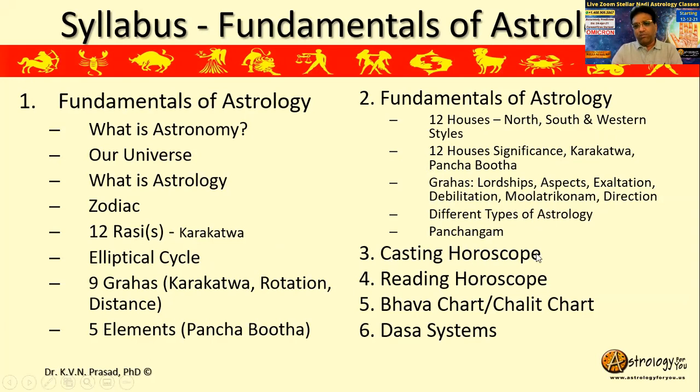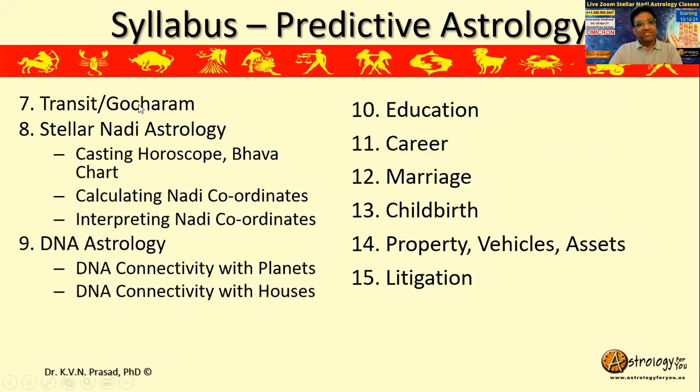Then casting of horoscope. Nowadays everything is in software, so we don't have to spend much time on this. Then how to read the horoscope, then Bhava chart or Chalit chart as they call it in North India, and the Dasha systems, then the transit or Gochar, and the stellar Nadi method, the one we are going to primarily use. This is the method we will be focusing on, stellar Nadi astrology. This is what we will use for complete predictions.